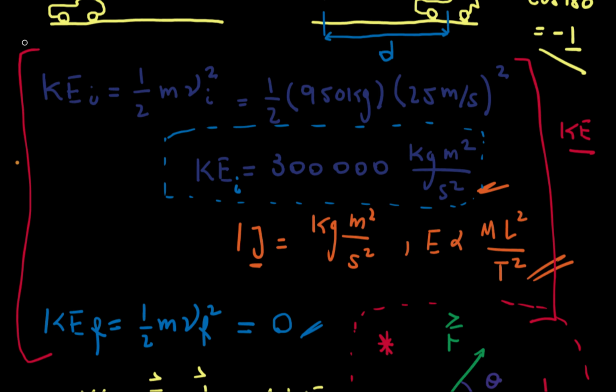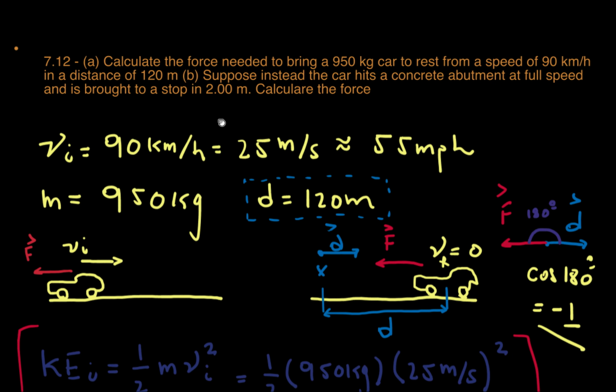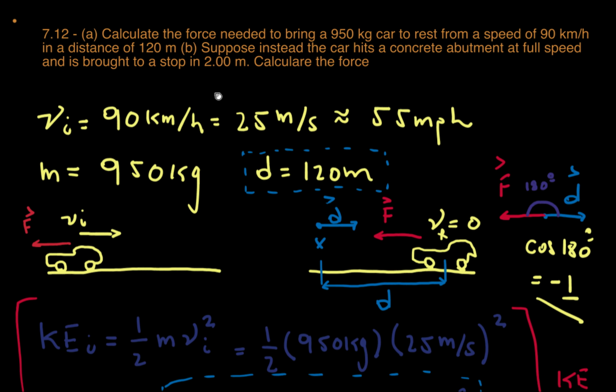So what I'm going to do now is I'm going to use part B to show you how you do this problem without having to do intermediate steps, which is better anyway. So B, suppose that instead you hit a concrete barrier of some sort, and instead of having 120 meters to stop, you now have 2 meters to stop.